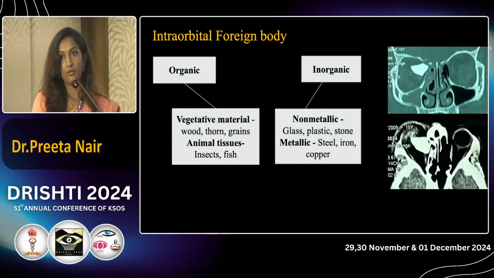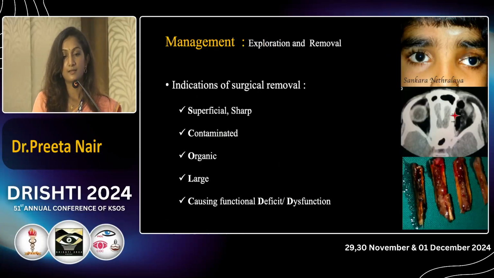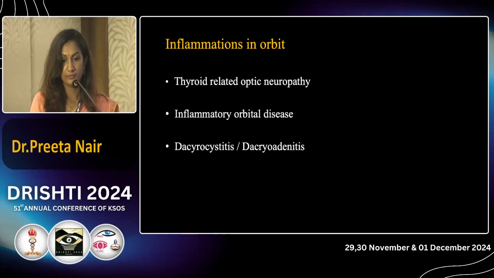In cases of intraorbital foreign bodies, we can divide them into organic and inorganic. If the patient presents with intense inflammation, purulence, or siderosis, an urgent removal is recommended. These can be taken up for exploration and removal. These are the indications for surgical removal: if the foreign body is superficial, sharp, contaminated, organic, or most importantly, if it's causing a functional deficit, yes, it has to be removed.